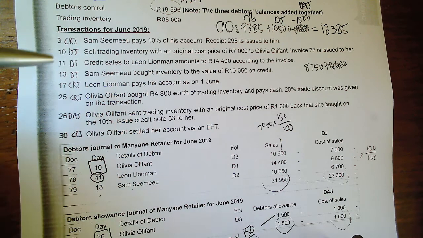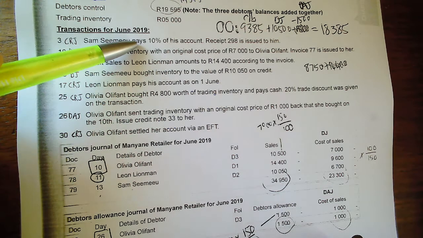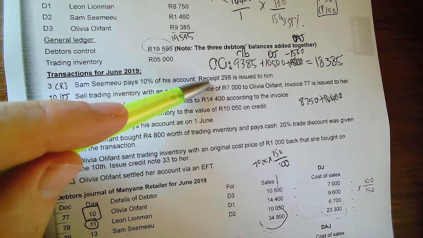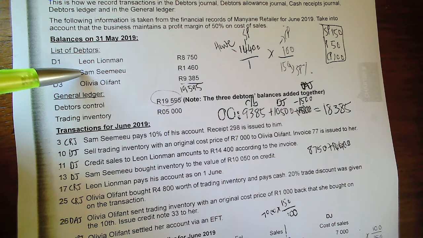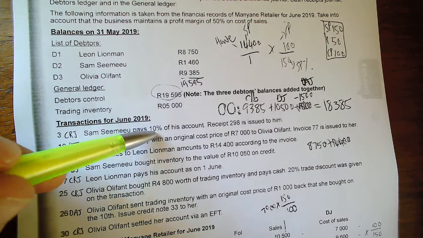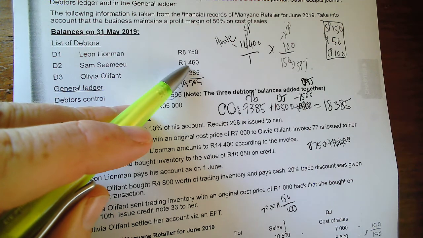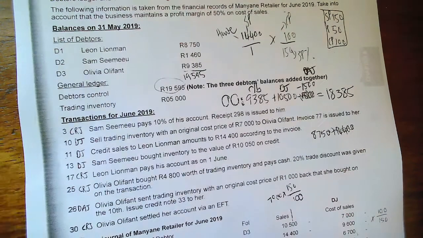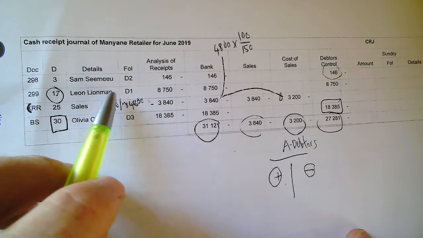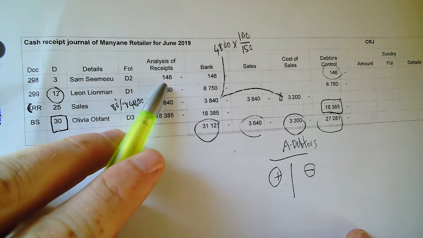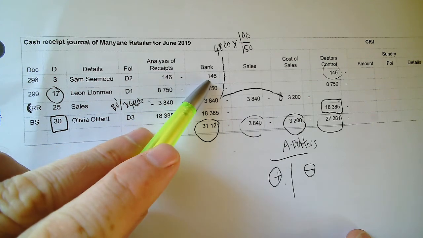So let's go through it one by one. The 3rd, Sam CMU pays 10% of his account and the source document is a receipt. Now who is Sam CMU? He is a debtor. So the debtor is paying you 10% of his account. What is his account? 1460. So 10% of that is 146. Alright, so I'm going to put that on the 3rd. I'm going to put that in the analysis of receipts because I'm receiving it physically. I'm putting it in the bank because there's only one transaction on that day.